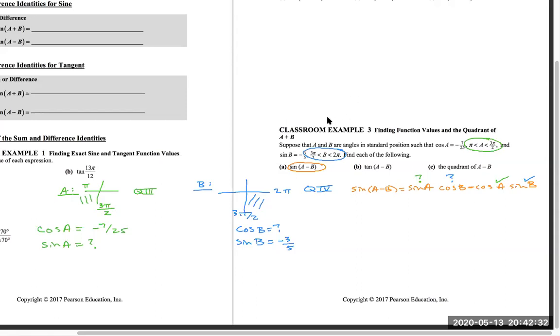For this, the identity that we're going to use for both of these, sine squared theta plus cosine squared theta equals 1. In the first case, theta will be replaced by A. In the second case, theta will be replaced by B.